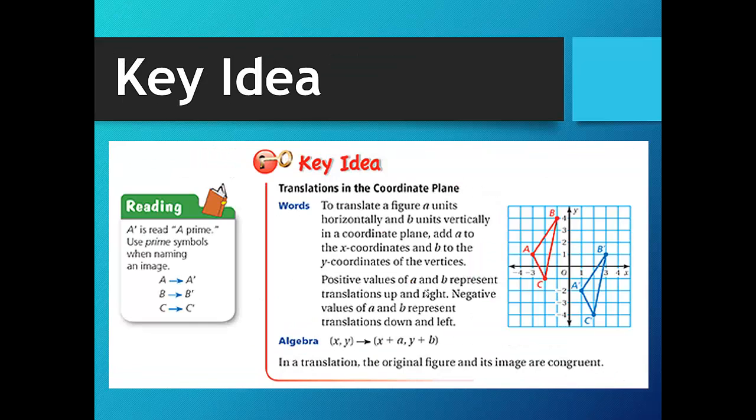Now we're going to look at our key idea for translations in the coordinate plane. To translate a figure A units horizontally and B units vertically in a coordinate plane, add A to the x coordinates and B to the y coordinates of the vertices. Positive values of A and B represent translations up and right. Negative values of A and B represent translations down and left. So for (x, y), you would have (x + A, y + B). In a translation, the original figure and its image are congruent.